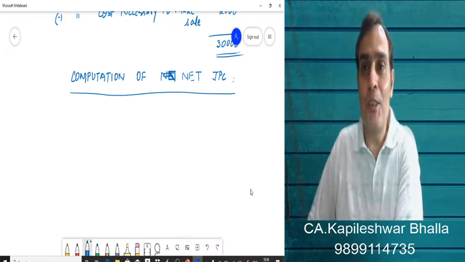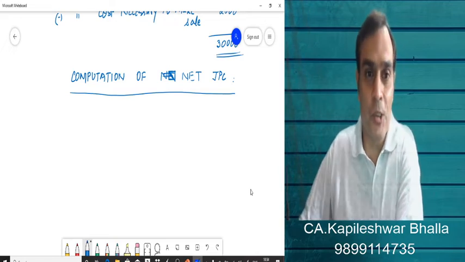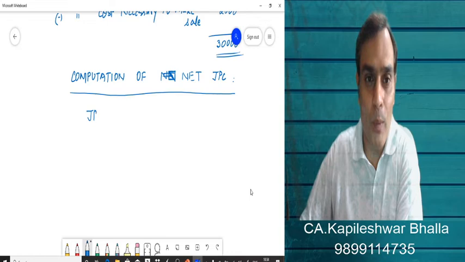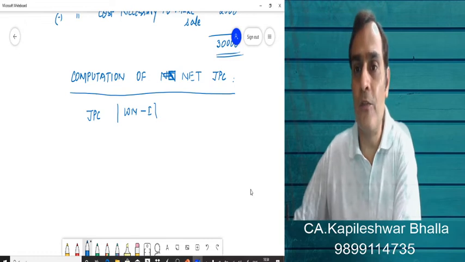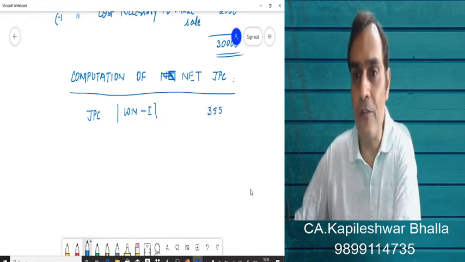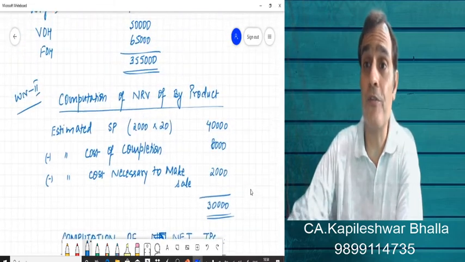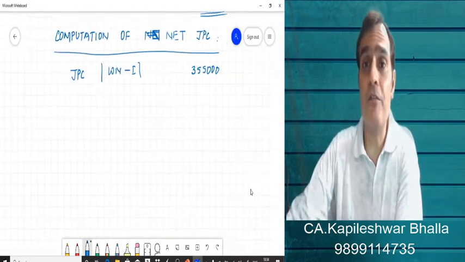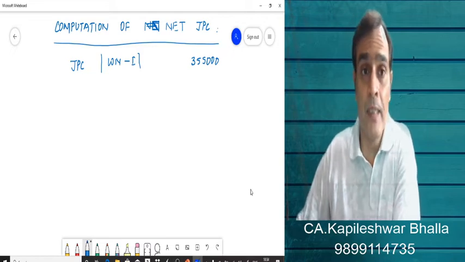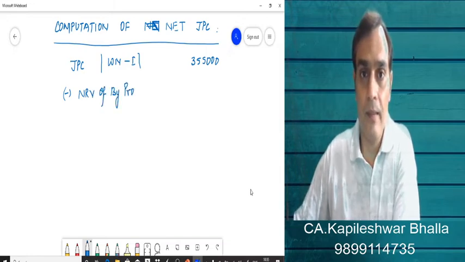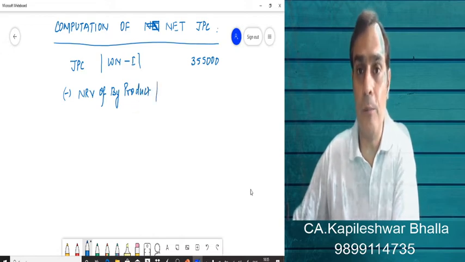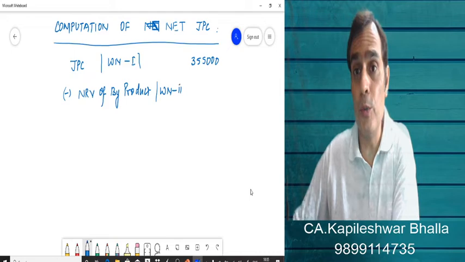Okay, so we said computation of the net JPC. In working note number 1, you've calculated the JPC at 3,55,000. Let me just ensure the figure is correct. That's right, so 3,55,000 is the JPC. And from this, we need to reduce the NRV of the byproduct, which is from working note number 2, and that we calculated to be 30,000.